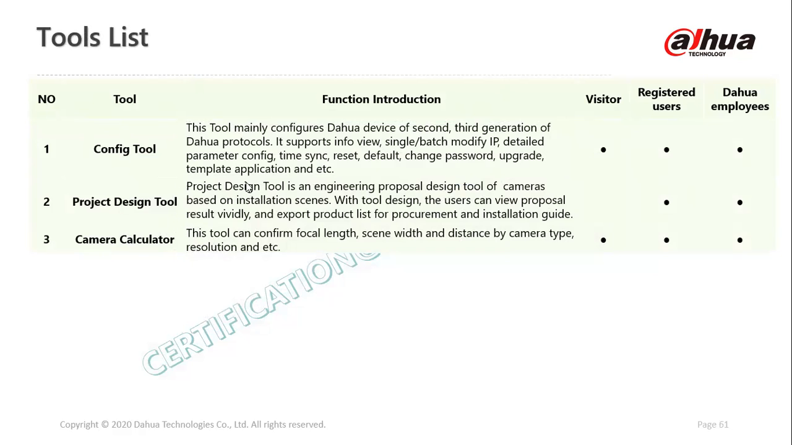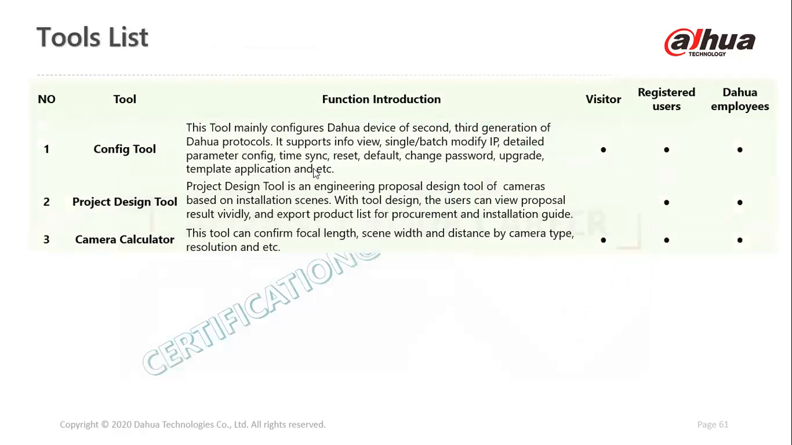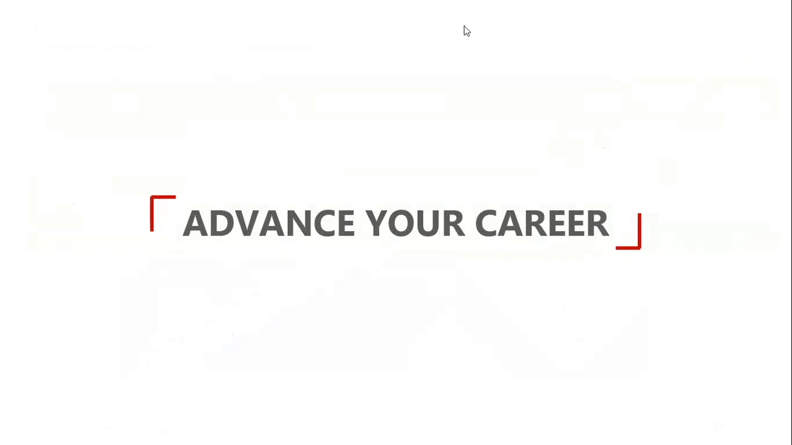We also have a project design tool which helps you design product proposals. We have a camera calculator which can help you determine the distance of the cameras, the resolution, etc. So all these are free. You can search for config tool and download it, then download the software that is inside. I'll create a different session about software, and I'll train you on the software. So that's the end of this session for today.